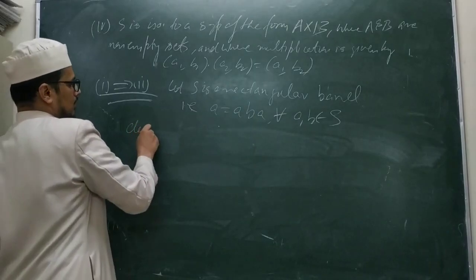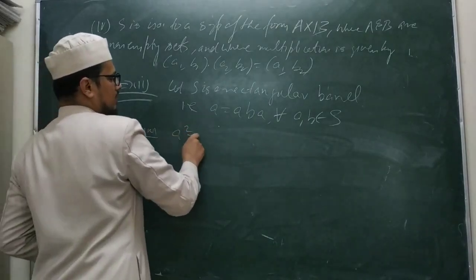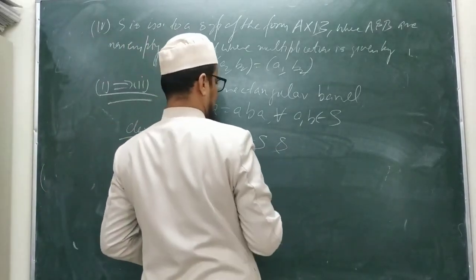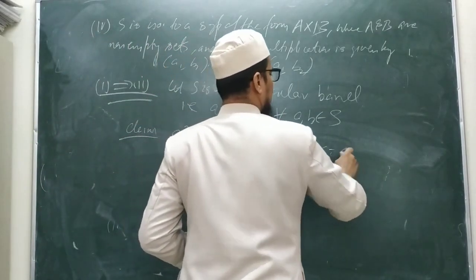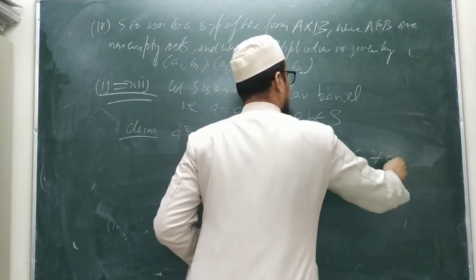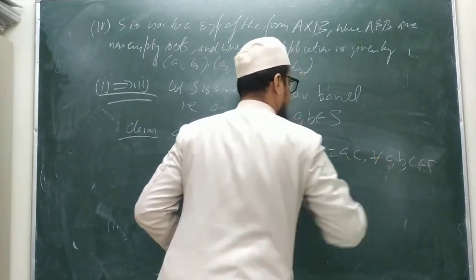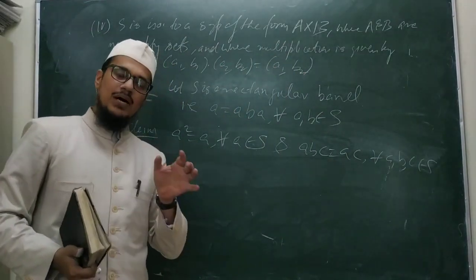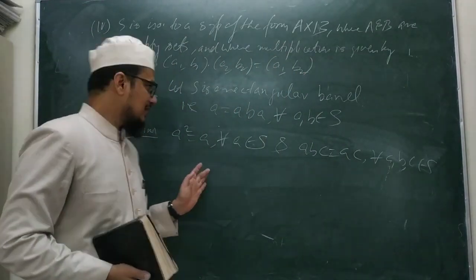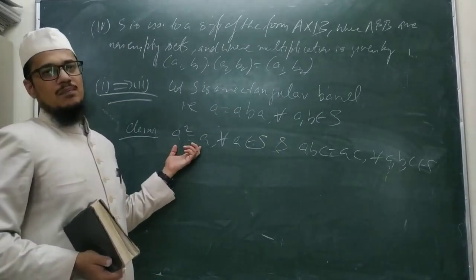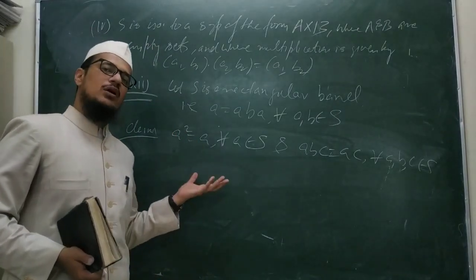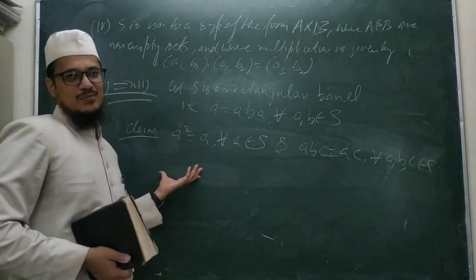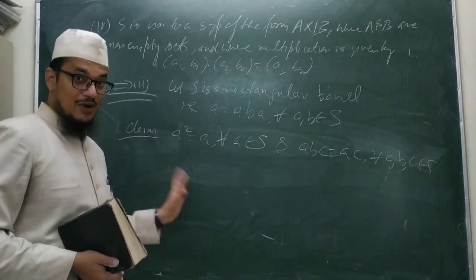The claim is what? A square equal to A for every A belongs to S, and ABC is equal to AC for every A, B, C belongs to S. I already told you that a rectangular band is a band, but this time you have to prove it. This is the definition of a band: if every element is idempotent, it is a band semigroup. So a rectangular band is a band semigroup. This is a fact, but this time you have to prove it.